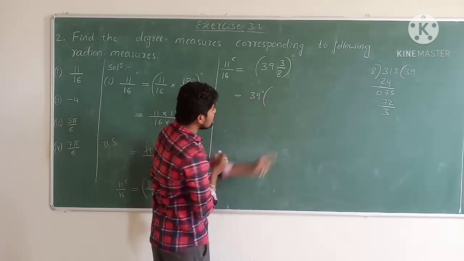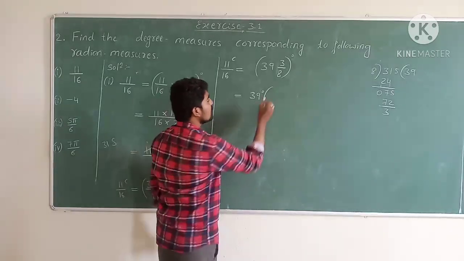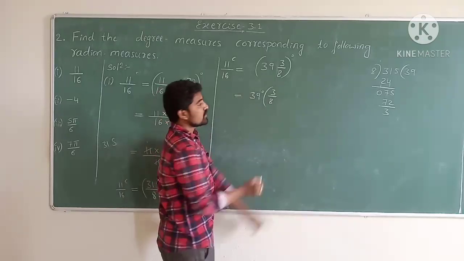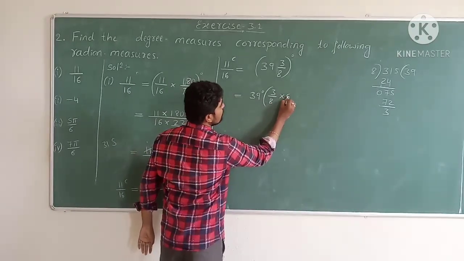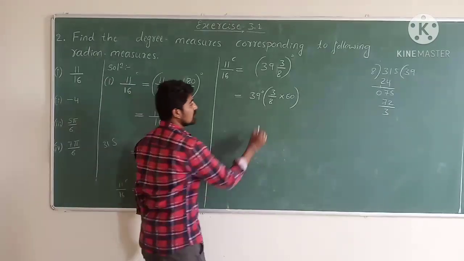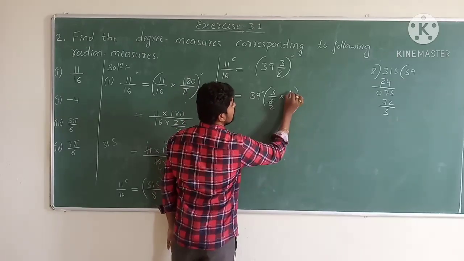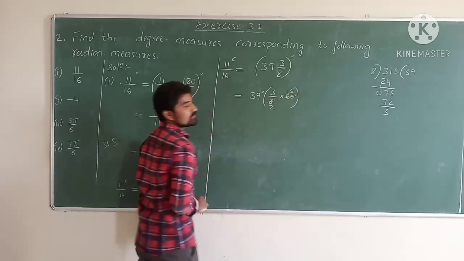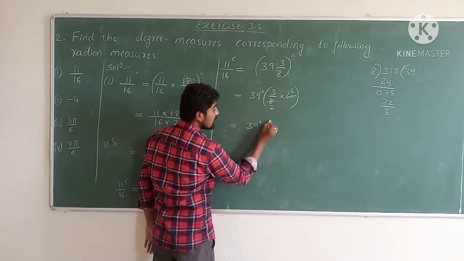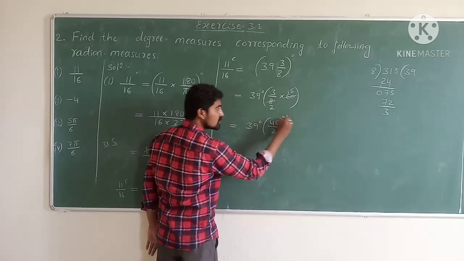And now this 3 by 8 degree is converted into minutes. Degrees can be converted into minutes, you just multiply by 60. Now here 4 2s are 8, 4 15s are 60. Now which is equal to 39 degree, 15 into 3, 45 divided by 2 minutes.